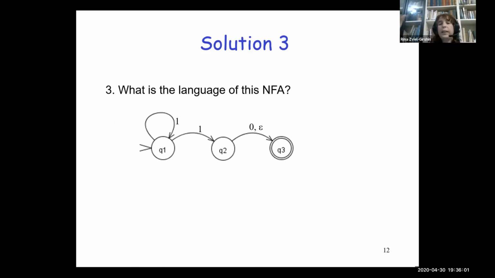So please, here, let's see. We are given an automaton. It looks similar to what we did before, but it's a little bit different. And the question is, what is the language of this NFA? So please take 1 minute, 2 minutes, and then we will solve it together.